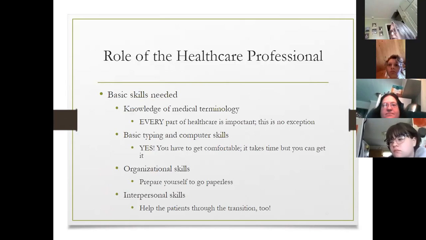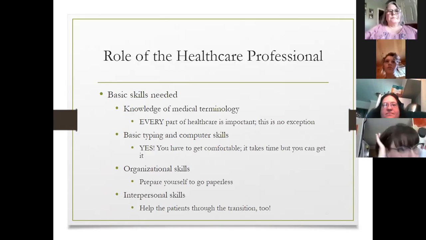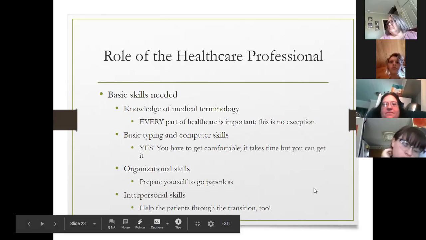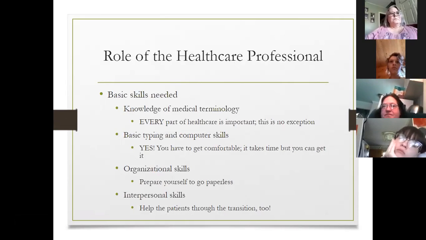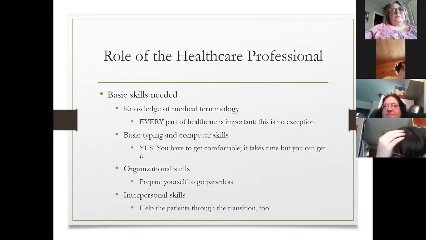Okay, the role of a healthcare professional. Okay, here's some basic needed things. We need knowledge of medical terminology. Have we been learning that? Yes, we have. So that's where that comes in. Every part of healthcare is important. This is no exception. So people may say, well, you're a coder. What do you know? You're a biller. What do you know? You're a front desk. What do you know? But we're all an important part of a team. The back of the house can't do what they need to do if the front of the house is not doing what they need to do. The doctor isn't going to get paid if we're not doing what we need to do. And if he's not doing what he needs to do, if he's not documenting.